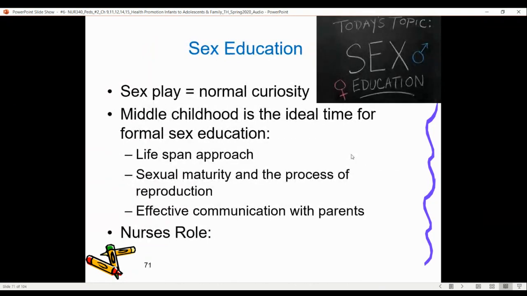Along that line, education. It is normal for kids to be curious about this. Their bodies are growing and changing, they're touching their bodies more, and they're starting to hear other people talk about it.